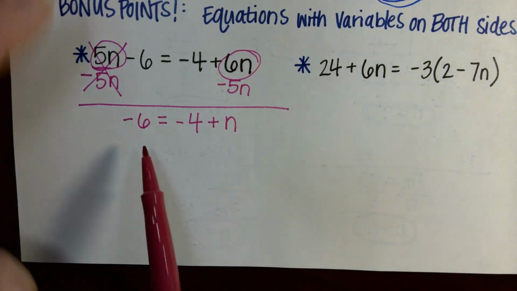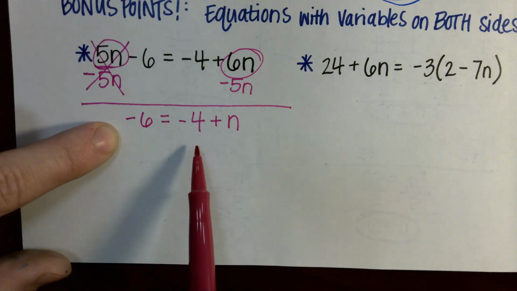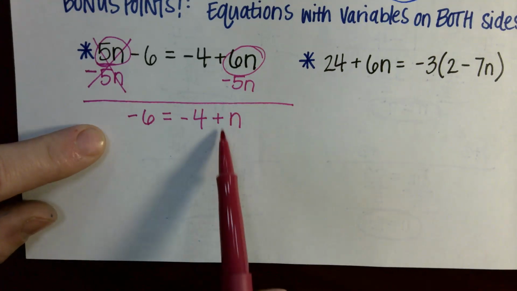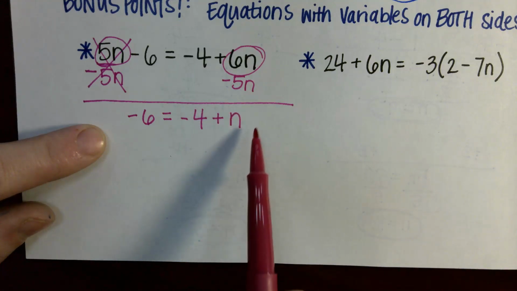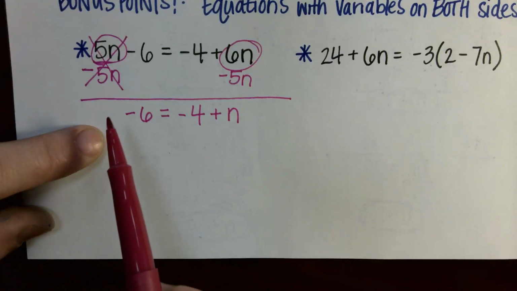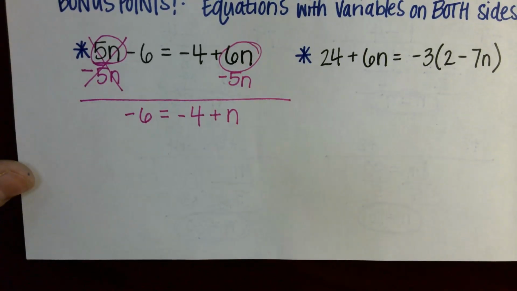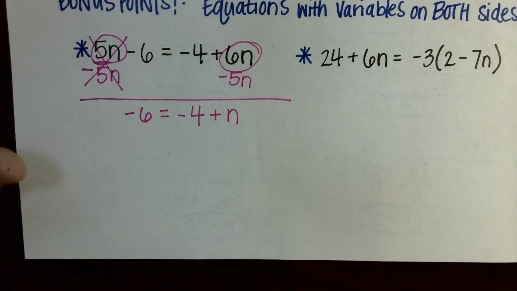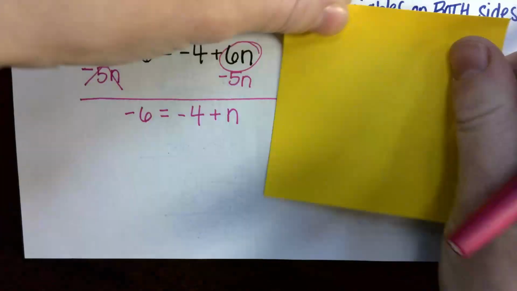Add 6? Okay, we could add 6. But let's think about what our goal is here. I want to get n by itself. Yeah, so it might make a little more sense if we got 4 out of the way. Why couldn't I do the 6 first? You could do the 6 first. Is it more difficult to do the 6 first? It's not. It's just more steps. I'll show you exactly what would happen if we did the 6 first.